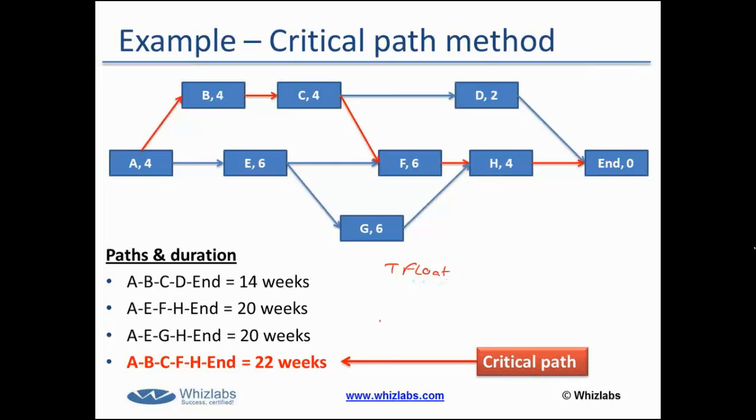So for example, your customer has asked you to complete the project within 40 weeks, and you are actually completing the project within 22 weeks. That means you actually have a buffer of 18 weeks. This is your total float. Total float compares the actual project duration with an externally imposed due date. So we can say that float is nothing but the schedule flexibility that you have.